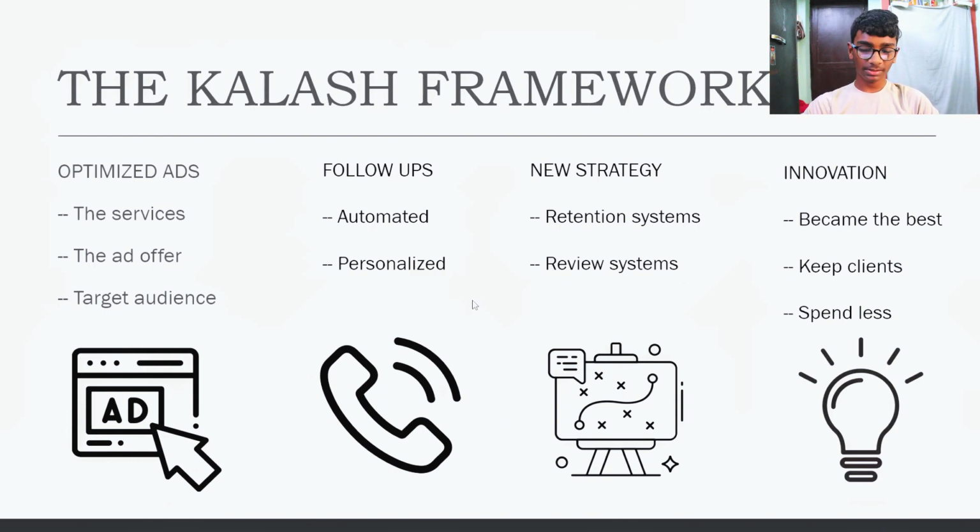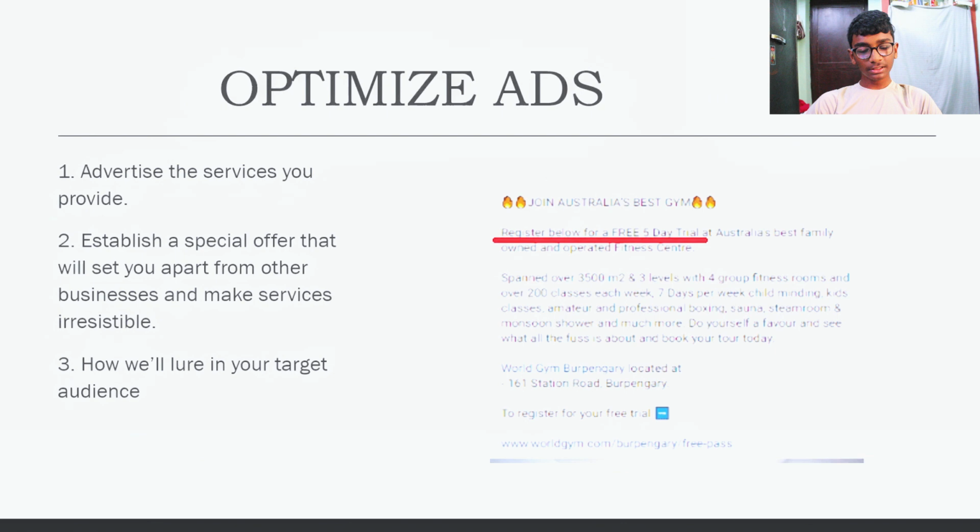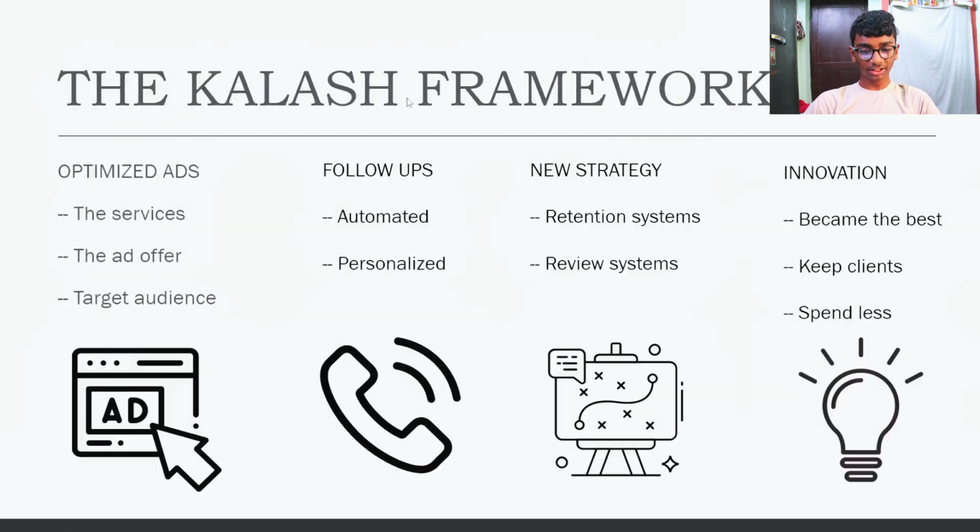So that's if someone is searching for any fitness gym in that area, Google SEO will bring that on the top. So that is innovation: become the best, keep clients and spend less. This is the color framework. And then we move to optimized ads.